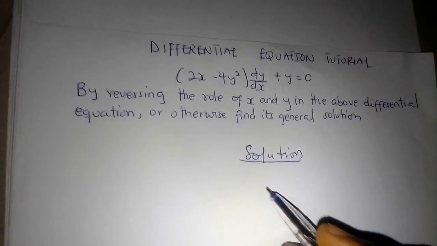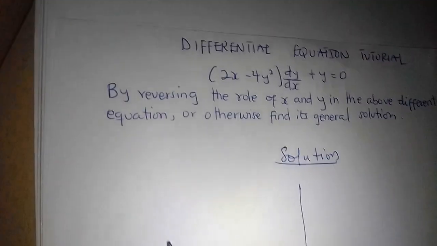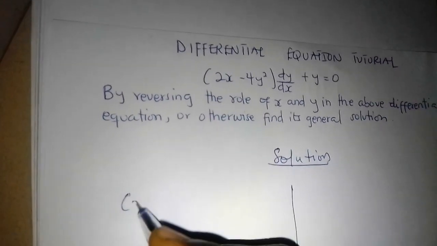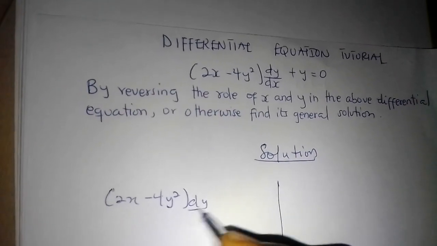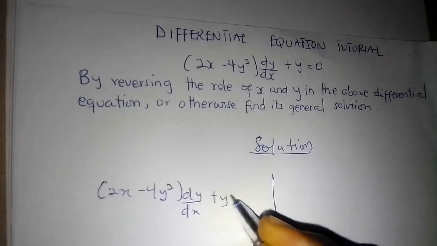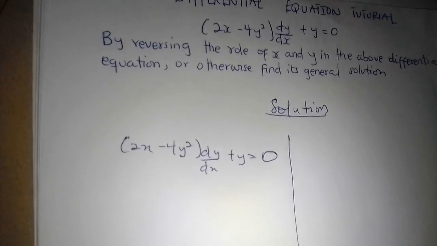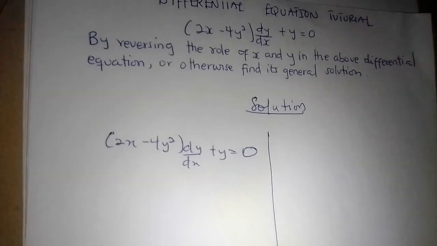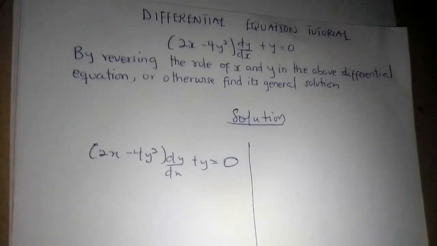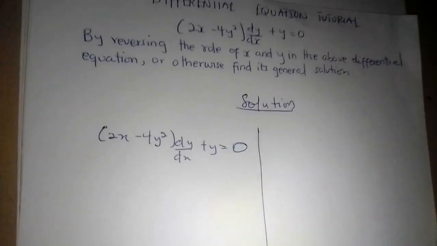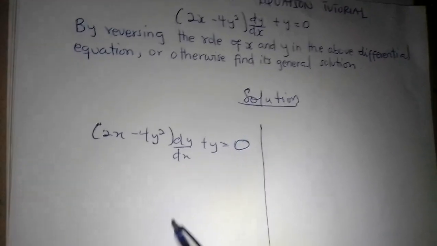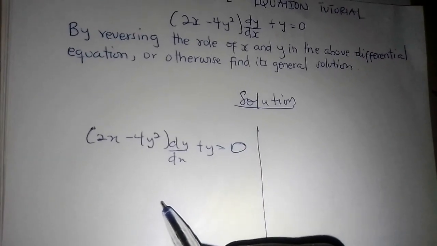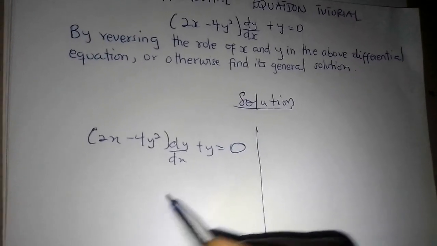So now, having such a problem, let's write it here. We have (2x minus 4y squared) dy over dx plus y is equal to 0. So once I have this, the problem is saying that by reversing the role of x and y, that is the principle we are going to use now. So let's see something here. At this point, wherever I see x, it becomes my y.